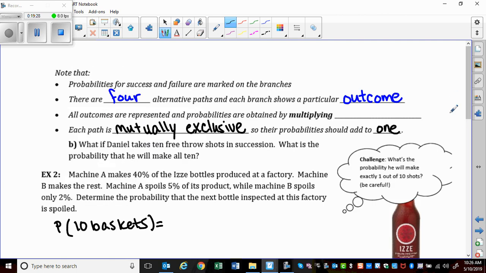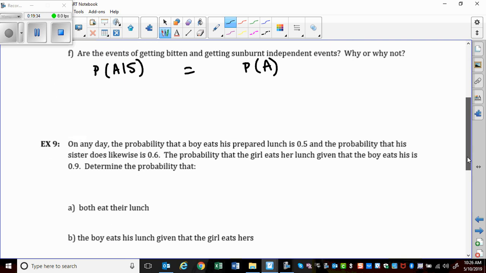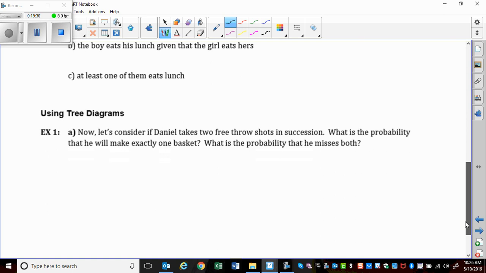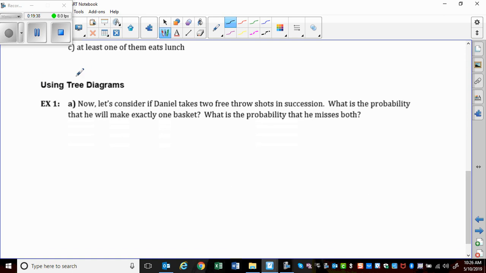Alrighty, go ahead and flip your paper over. So note that for probabilities, did we skip something? Okay, so we're going to start our tree diagrams right here. This is a tree diagram. These are just kind of like a probability tree.